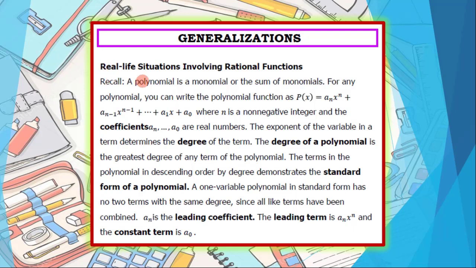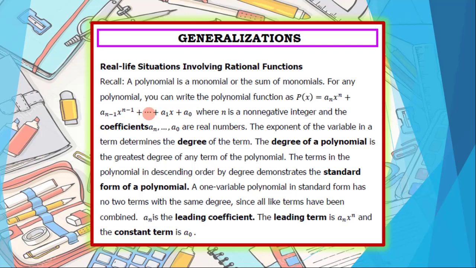We recall that a polynomial is a monomial or the sum of monomials. For any polynomial, you can write the polynomial function as p of x equals a sub n times x raised to n plus a sub n minus 1 times x raised to n minus 1 plus, we have here the three dots. This indicates ellipses. This means that there are still terms in between these two plus signs.